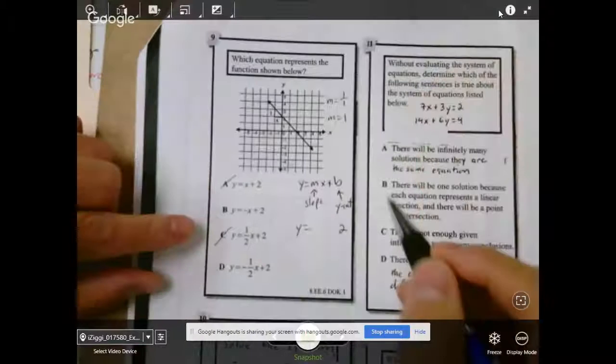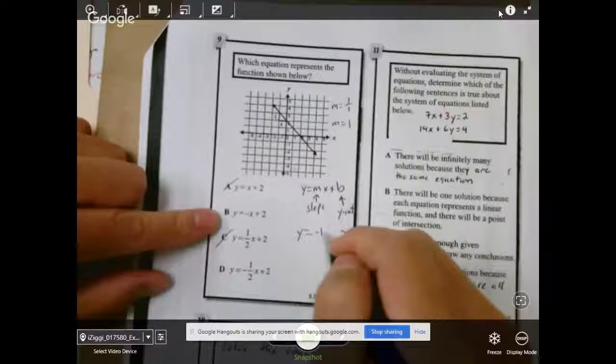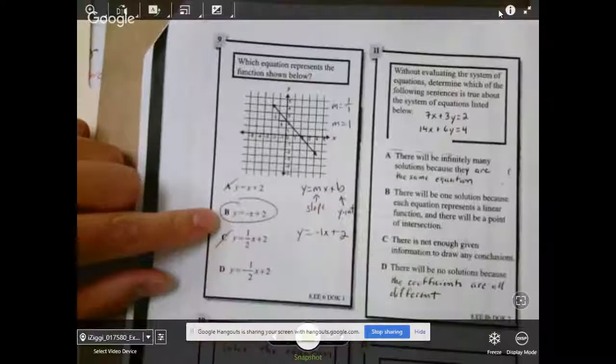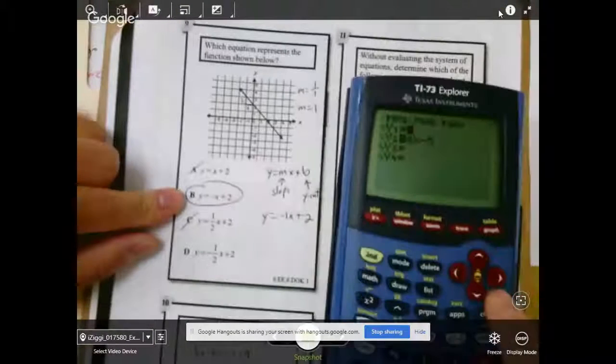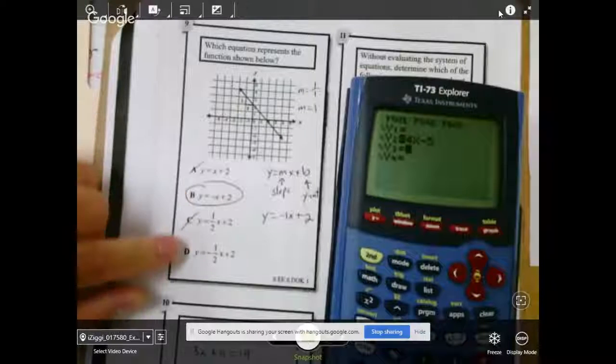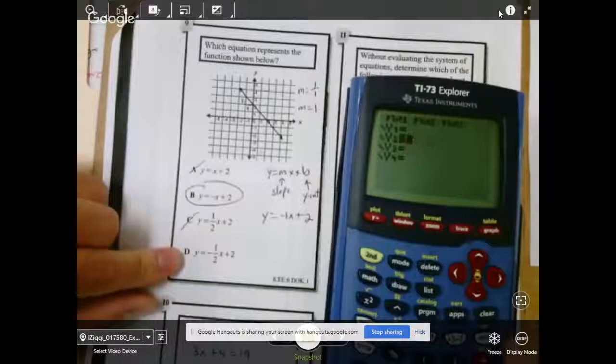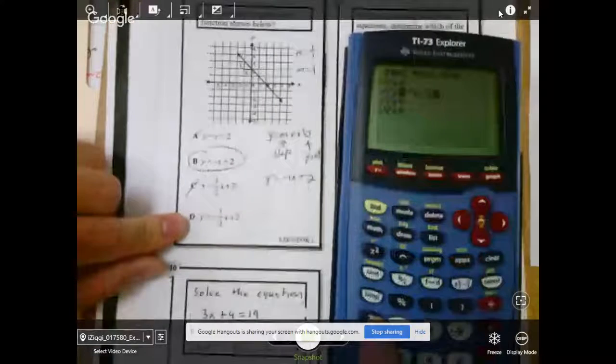Let's go ahead and check in our calculator here. Suppose I put in D and test this one out. -1 divided by 2. I put the x in, which is next to the 7. -1 over 2x plus 2, and I hit graph.